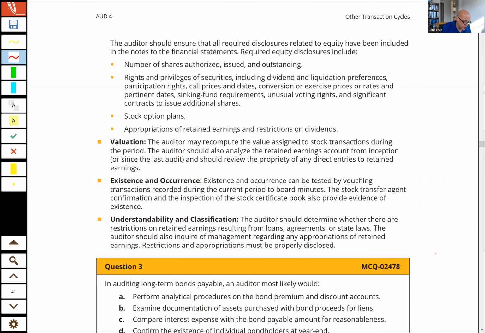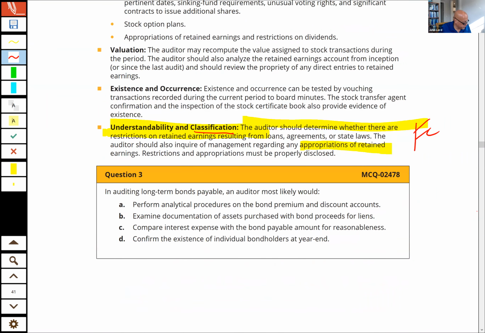Okay, and then understandability and classification for our stock transactions. The main thing would be if there were any restrictions on retained earnings. If there were, then that should probably be called out as appropriated retained earnings. So that's really getting into a good classification: unappropriated versus appropriated retained earnings.